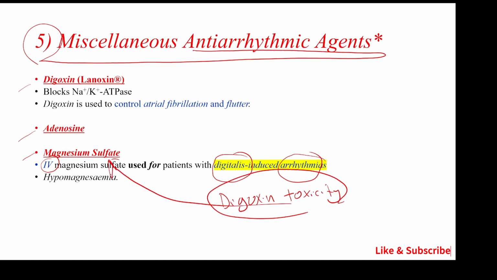Adenosine, we have it in the next slide, and they said digoxin is used to control atrial fibrillation and atrial flutter. How does this medication work? Digoxin blocks sodium potassium ATPase. If you need to understand the mechanism of action of digoxin, I refer you to the lecture already published on heart failure, where we covered the digoxin mechanism of action in detail.